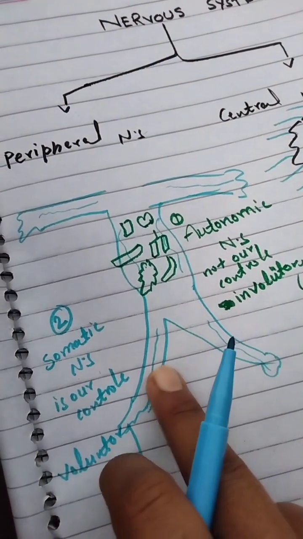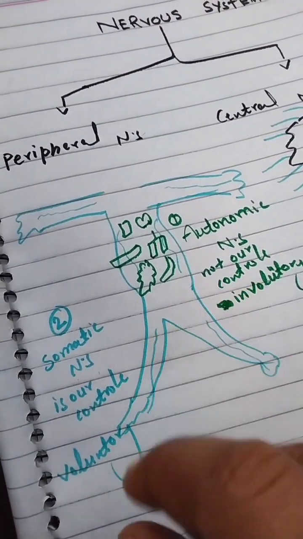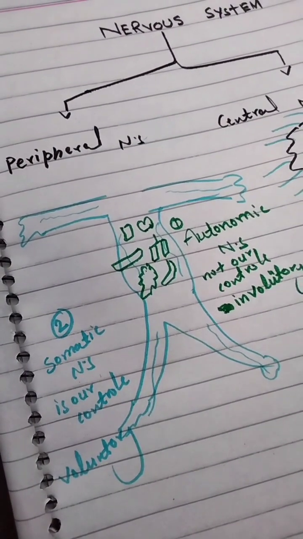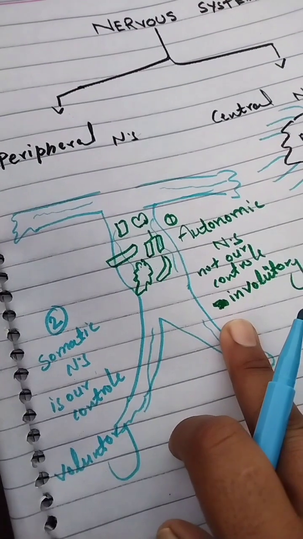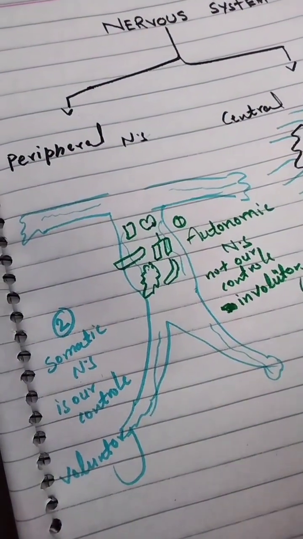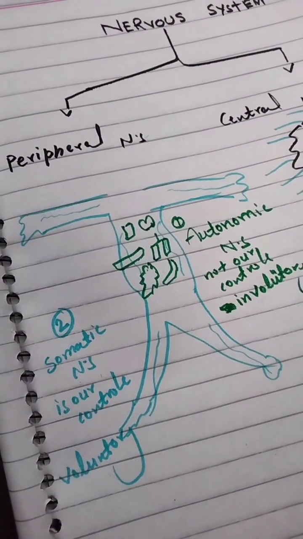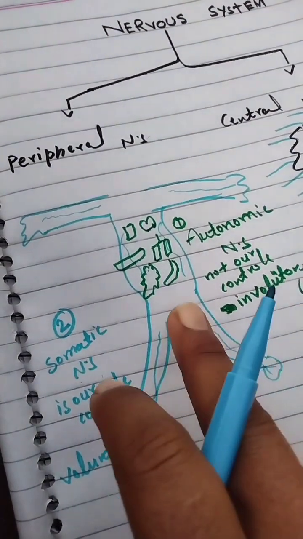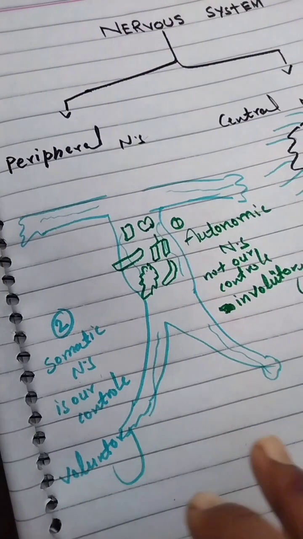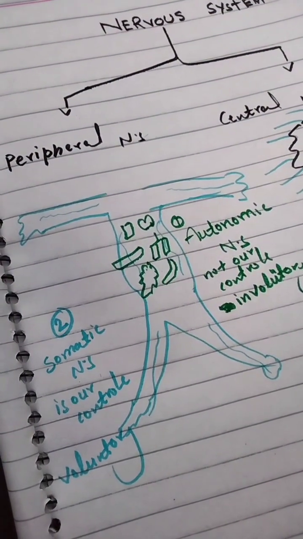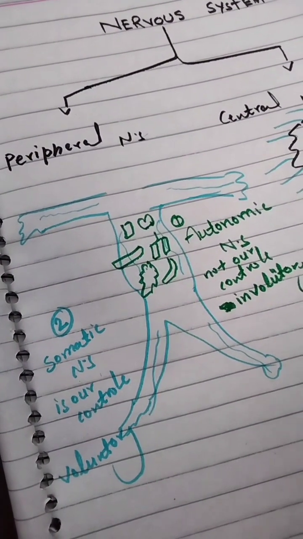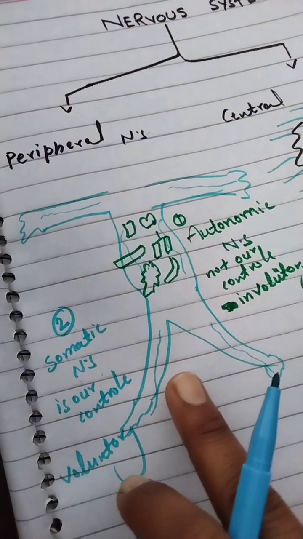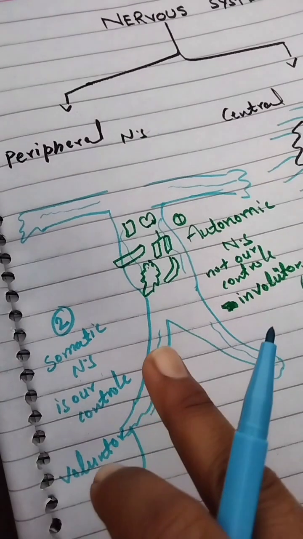Our body movement, our body balance, our movement of the legs, feet, arms, our walking and our jogging are under the control of the somatic nervous system. We can move and work according to our desire.